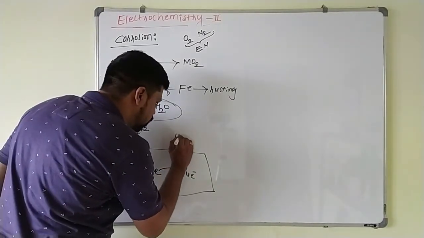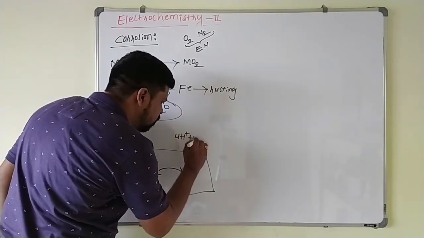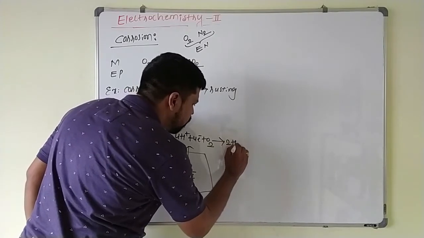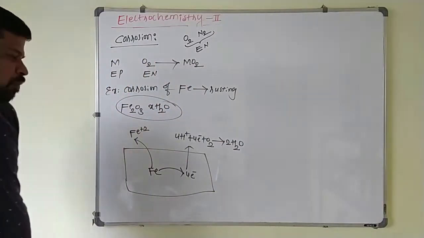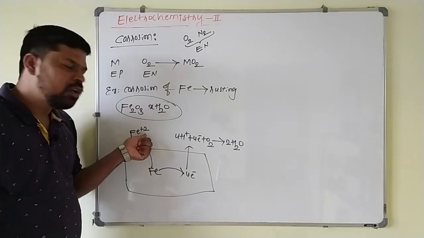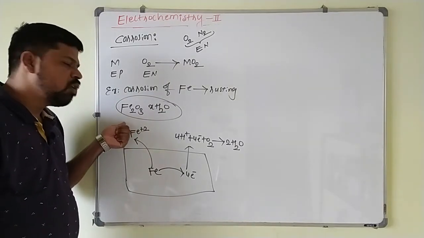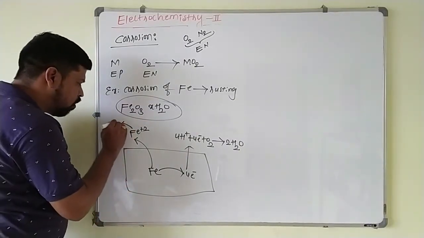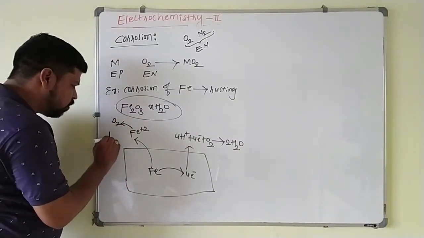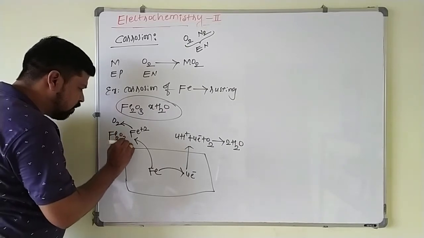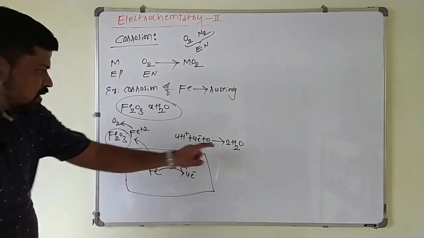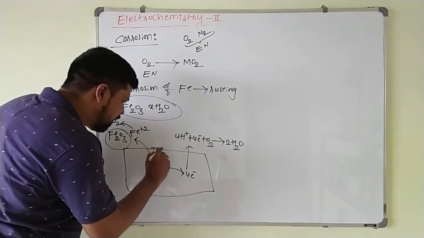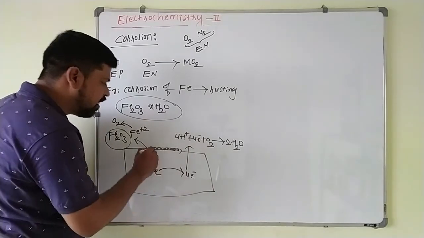So here 4H+ plus 4 electrons plus O2 results in the formation of 2H2O. Again here Fe2+ will react with oxygen to form Fe3+, that is ferric oxide is formed here. Again it will react with what? Oxygen, and it gets oxidized to Fe3+, that is nothing but Fe2O3 is formed here. So this hydrated ferric oxide is that brown color scale, whatever you are getting on the iron, this is your rust here.